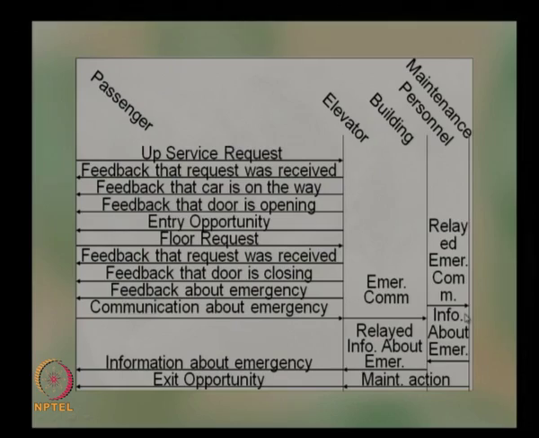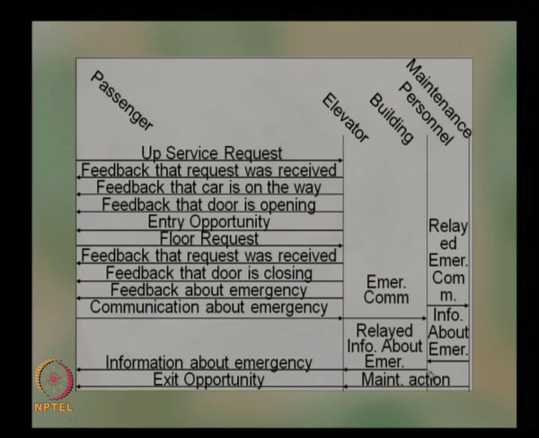So we can identify a requirement here that there should be a way to communicate the situation or the information to the maintenance personnel, and then there will be a response from the maintenance personnel that they are acting on the request, or they already received the request and they are taking action, and that information should be communicated to the elevator system, and similarly to the passenger also. So there is a communication from one end to the other. From the maintenance personnel, the communication should go all the way to the passenger, and the passenger should be provided with an exit opportunity at the earliest possible. So this is the way this particular scenario works.